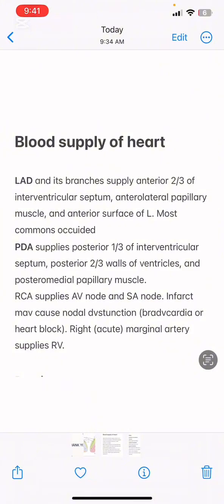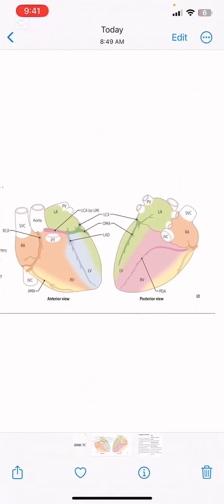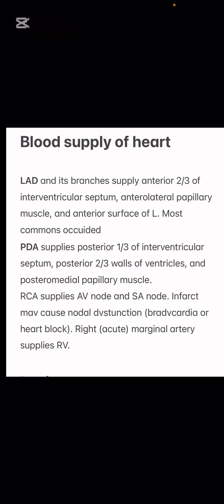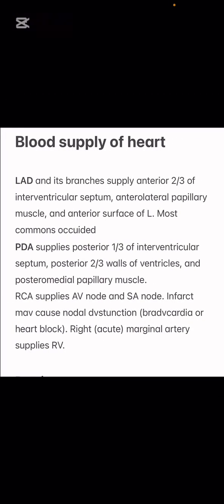Then is the right coronary artery. It supplies the AV node and SA node. Here is the right coronary artery. This is the right coronary artery. It is supplying the AV node and SA node. Infarct may cause nodal dysfunction, bradycardia, or heart block. Right acute marginal artery supplies the right ventricle.